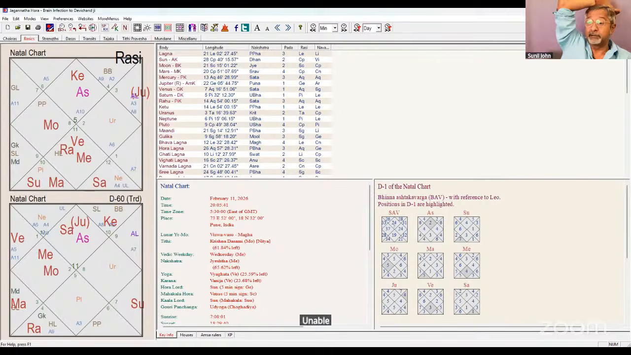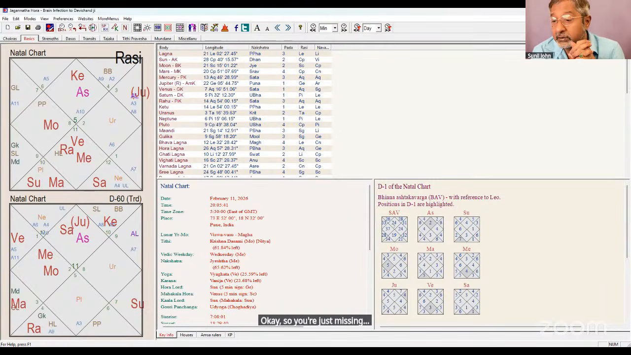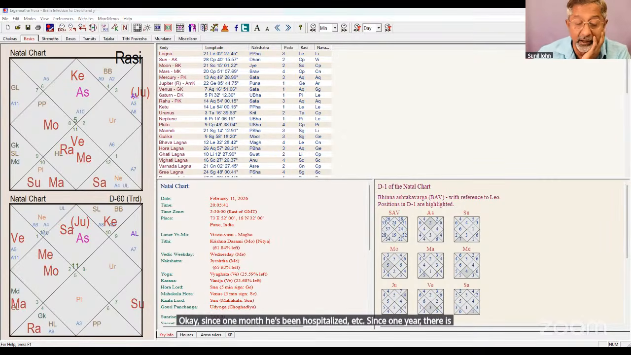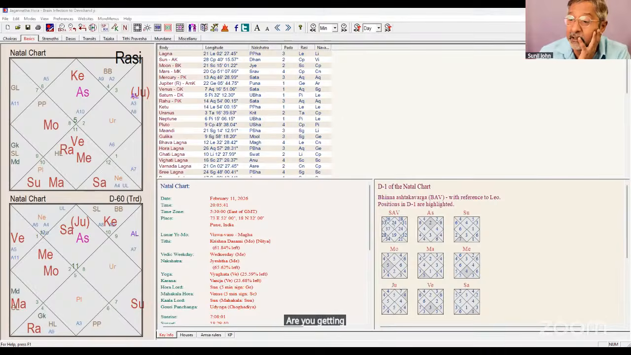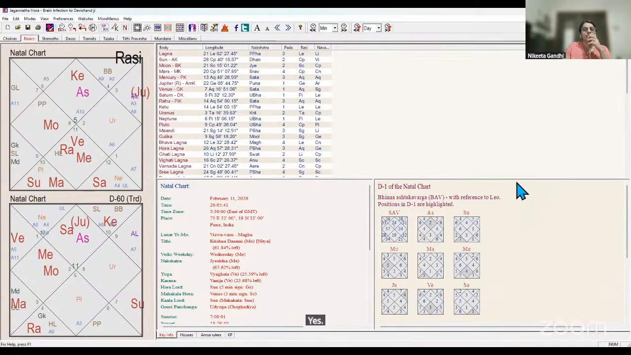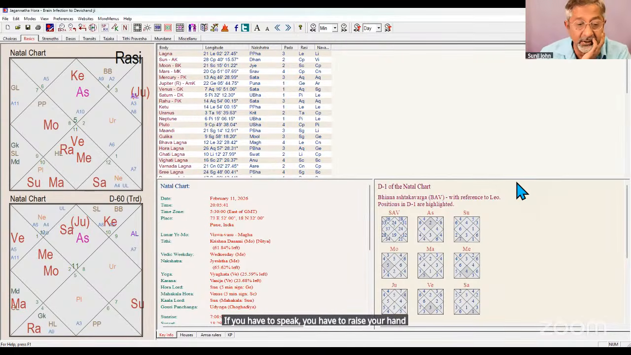Unable to detect, hospitalized. This is a very famous astrologer, also associated with us in the past. So he just messaged me. Since 1 month he's been hospitalized, and since 1 year there has been this problem. Are you getting it, everybody? If you have to speak, you have to use the raise hand option.